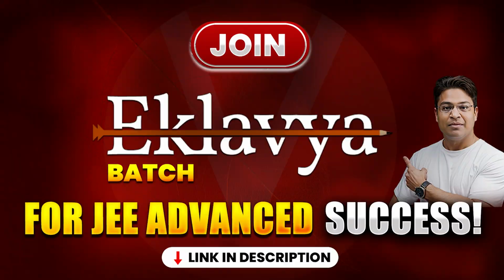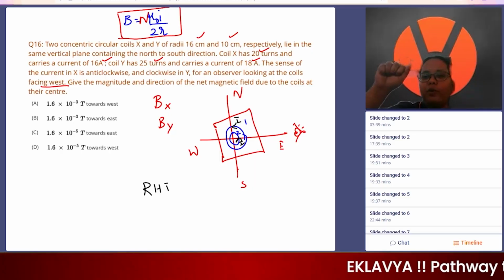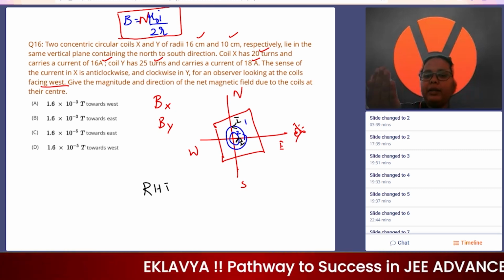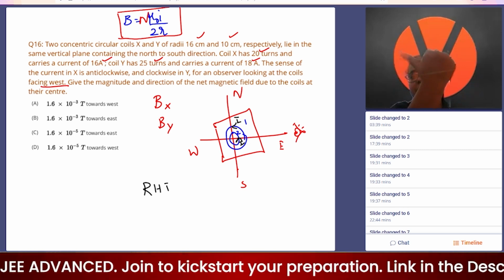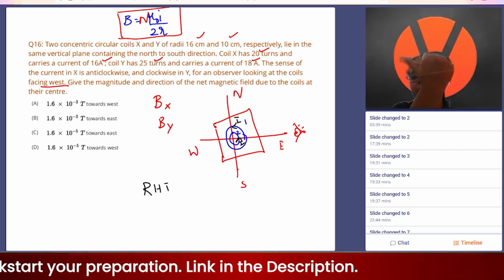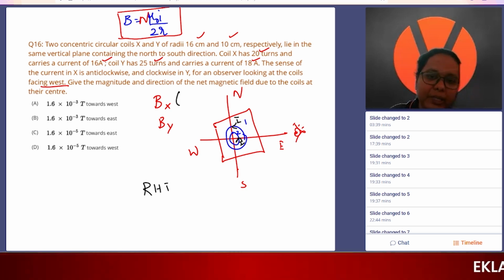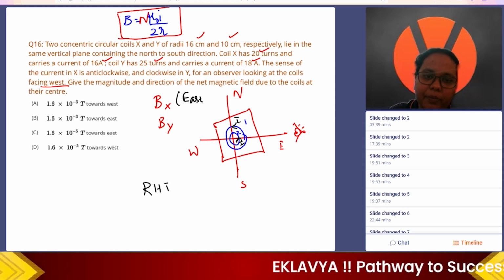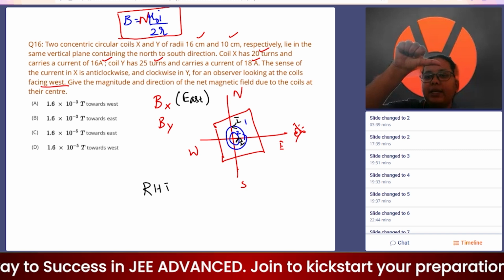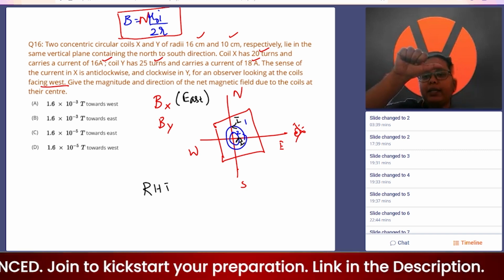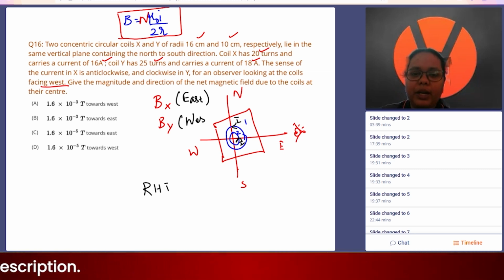What you are going to use is the right hand thumb rule. For the anti-clockwise current in the coil, the extended thumb points in the magnetic field direction. Which direction does it point? East direction. So BX is acting along the east direction. Now in coil Y, clockwise direction, the extended thumb will point west. So BY direction is west.